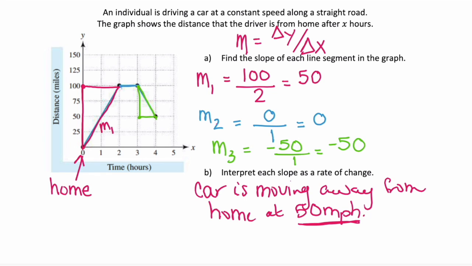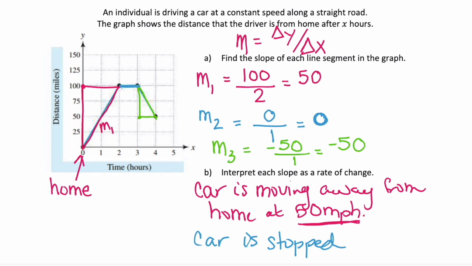Now, what about slope 2, this middle section? This middle section, the car's not moving at all, right? Its speed is 0 miles per hour. So the car is stopped.